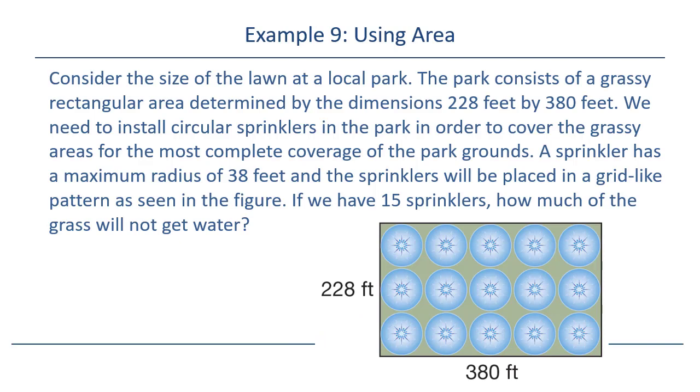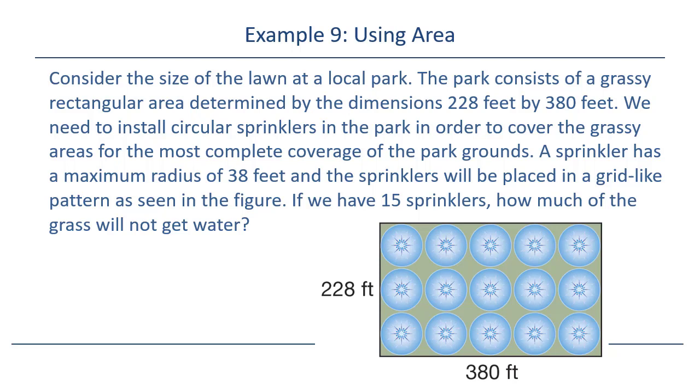Okay, another example. Consider the size of the lawn at a local park. The park consists of a grassy rectangular area determined by the dimensions of 228 feet by 380 feet. And there's our little picture. Now, we need to install circular sprinklers in the park in order to cover the grassy areas for the most complete coverage of the park grounds. A sprinkler has a maximum radius of 38 feet, and the sprinklers will be placed in a grid-like pattern as seen in the picture down below. If we have 15 sprinklers, how much of the grass will not get water?